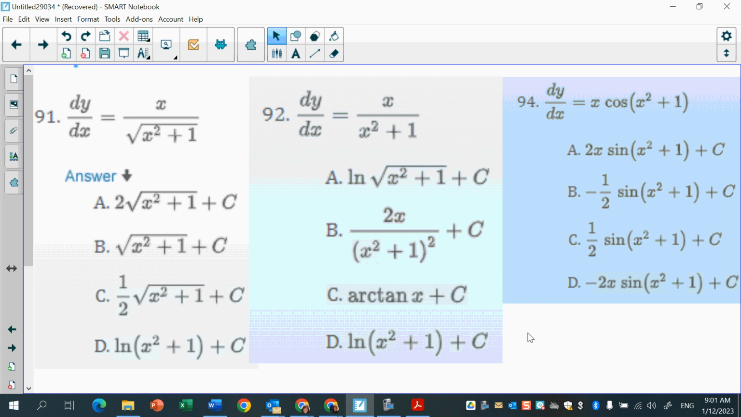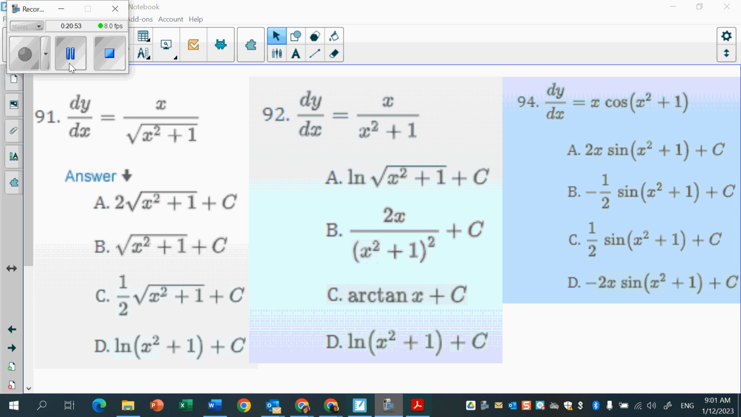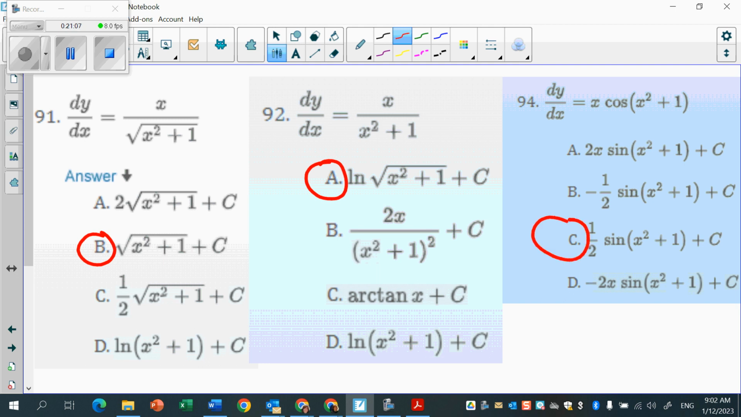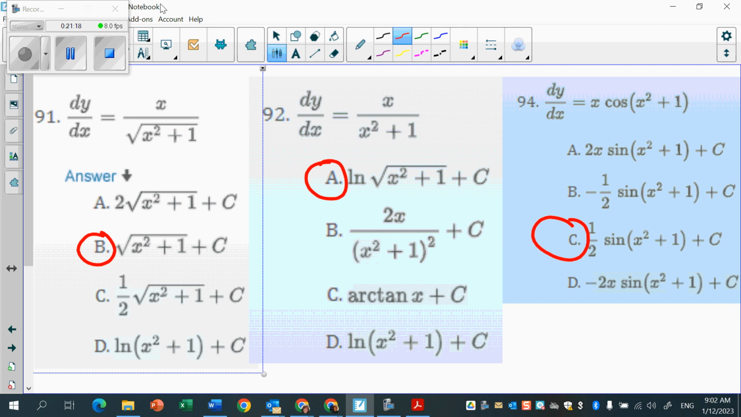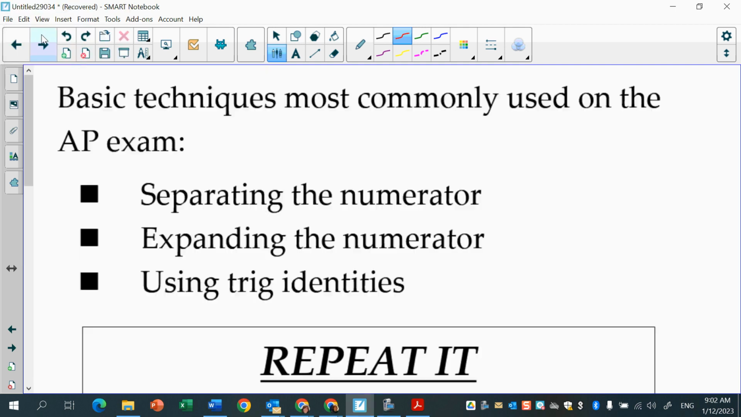I'll put the answers at the bottom so that you can see them. But I would highly recommend that you just hit pause, try them, and then come back to them. For those of you that want the answers, they are B for number 91, A for 92, and C for 94. We're going to do them all right now so you can see them for those of you that need them. Give me 1 second to get to a new page.